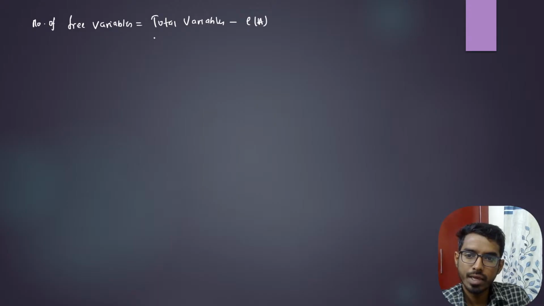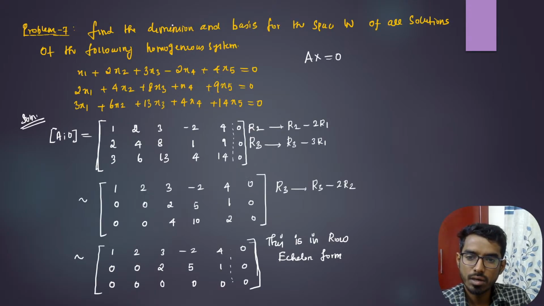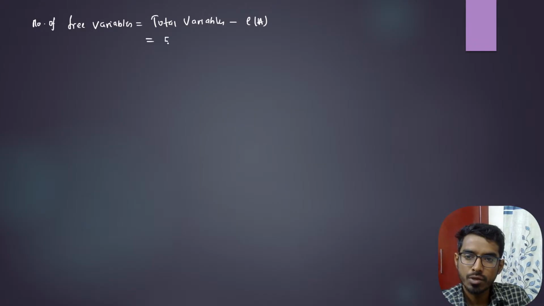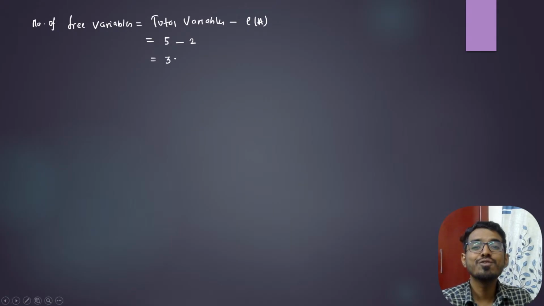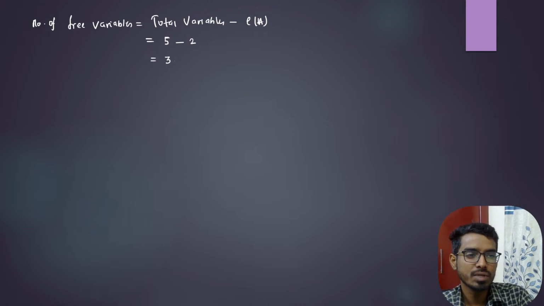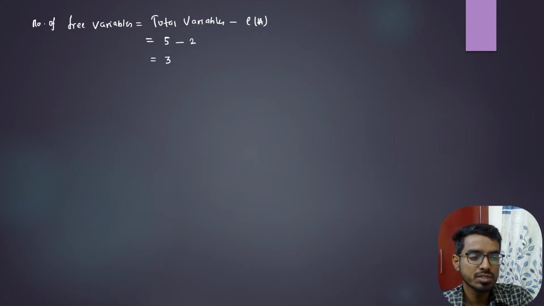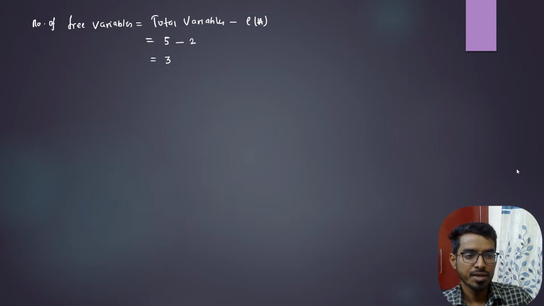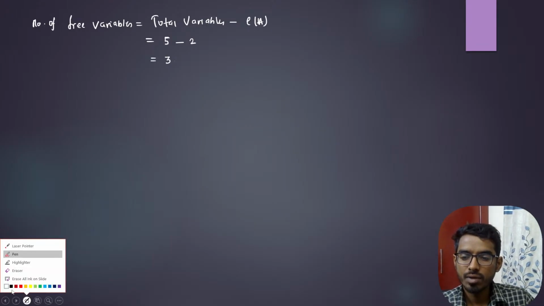First we will find the solution space, right? Number of free variables is total variables minus rank of A. So how many total variables are there here? 1, 2, 3, 4, 5. So we have 5 variables and the rank is 2. So we have 3 free variables. Therefore, what will be the dimension of the solution space? 3, right? Very important observation: the dimension of a homogeneous system's solution space is given by total variables minus rank of A. So that means we have three free variables.